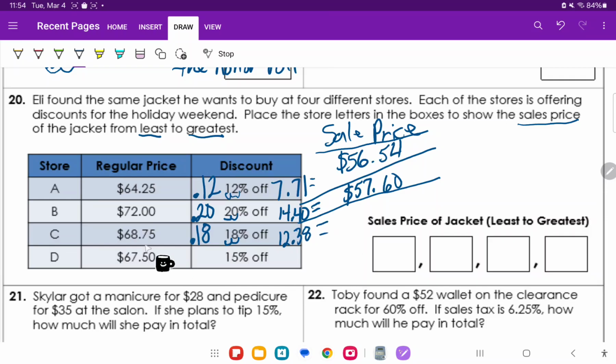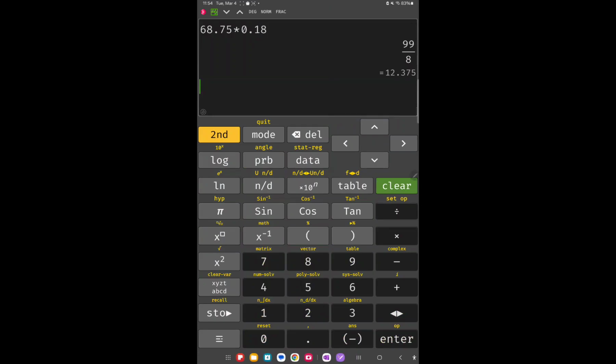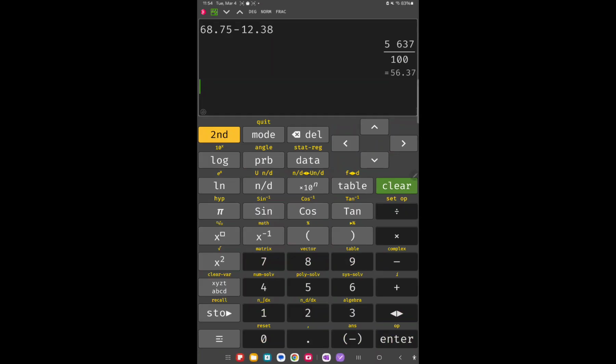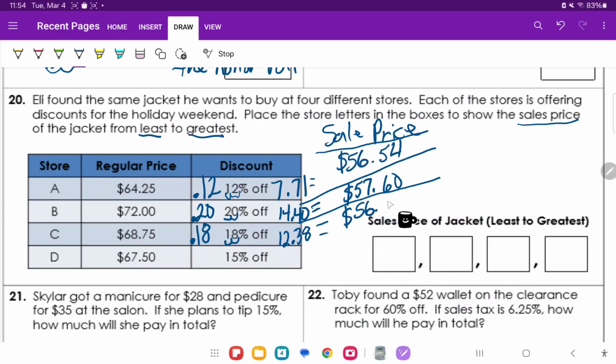So now we need to subtract. We'll take the 68.75 minus the 12.38. And so that gives us $56.37. Okay. All right, we got one more to do. We got D to do.